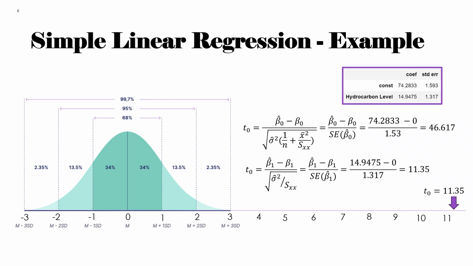For a two-sided test, the p-value is calculated as the probability of observing a t-value whose absolute value is at least as large as the observed statistic. Because the observed t-statistics for both the intercept and the slope are so large, the probability of observing such extreme values under the null hypothesis is extremely small. As a result, the corresponding p-values are very close to zero, providing strong evidence against the null hypotheses.